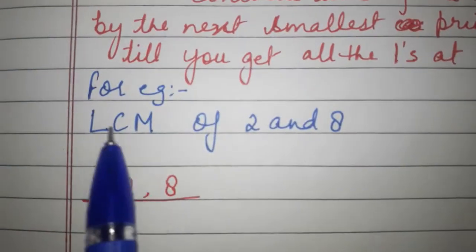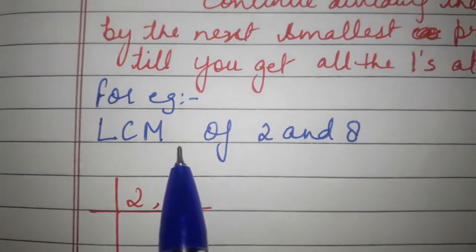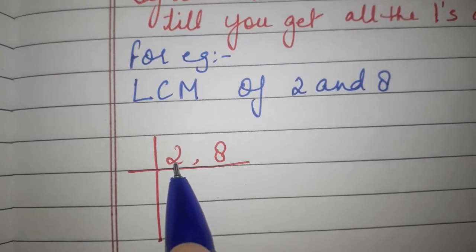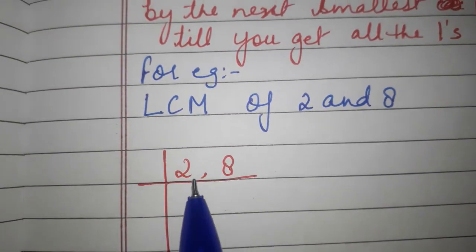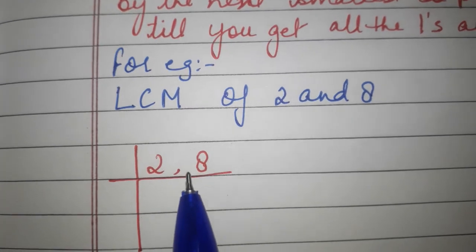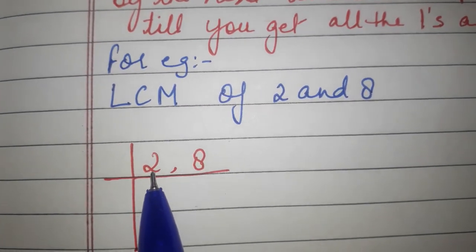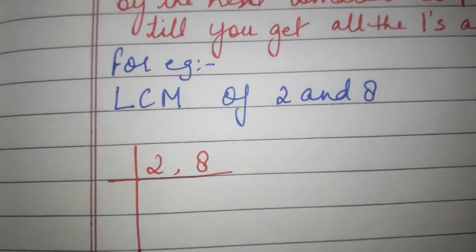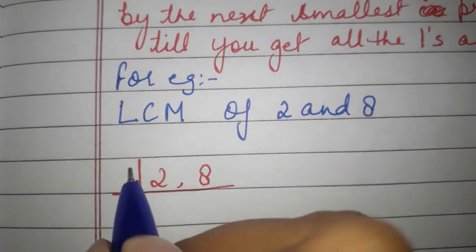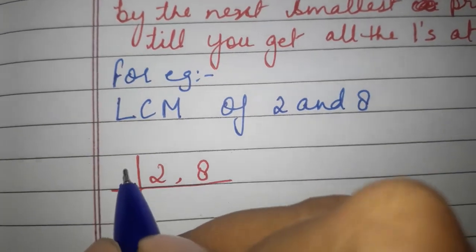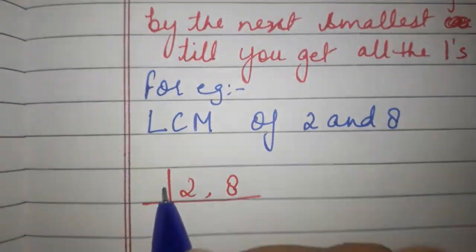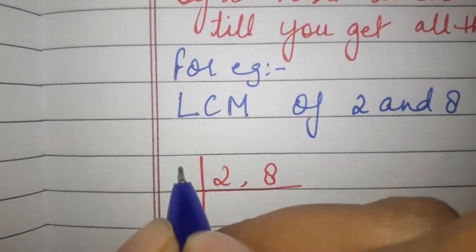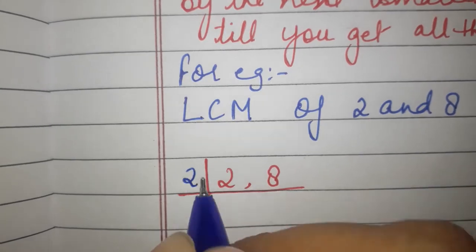Let us take an example. Suppose we are taking out the LCM of 2 and 8. So we will write 2 and 8 together, and now we will find the common prime number which can divide both the numbers, if not both, at least one. So here we will divide the numbers by 2 first, because 2 is the smallest prime number, and children, you all know that 2 is the only even number that is prime. So we will start with 2.